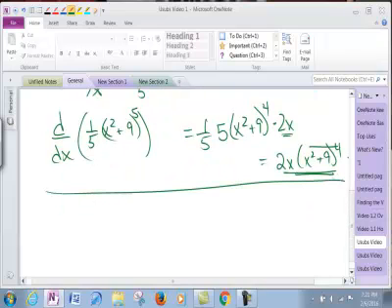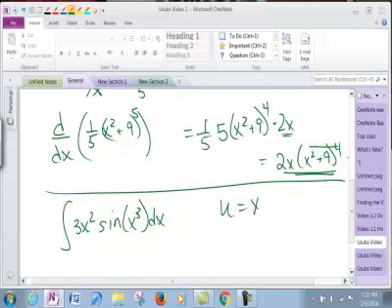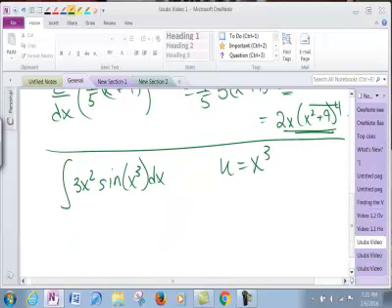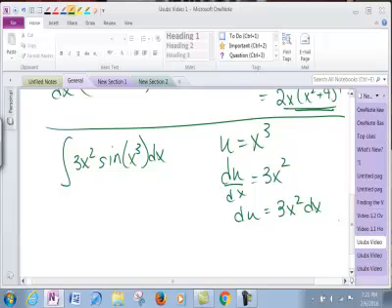Here's the next example. What about if the u happens to be the argument of a trig function? So let's try 3x squared times the sine of x cubed dx. So we're going to pick u to be x cubed. That means du dx is equal to 3x squared. We move the dx over and we get 3x squared dx for our du.